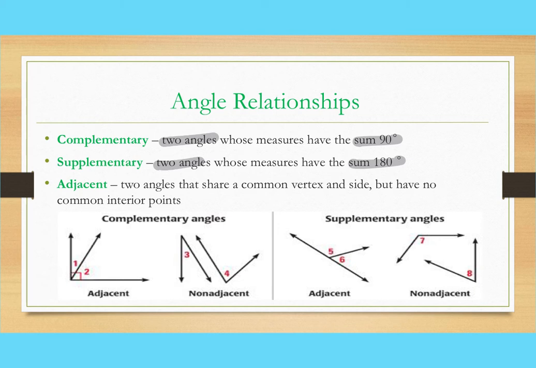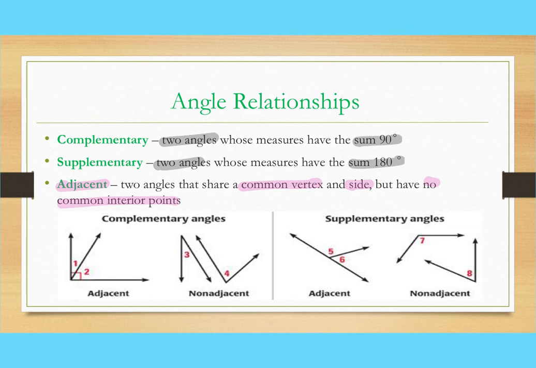And it's only two angles. Like I can't say three angles are supplementary if they add up to 180. They can still add up to 180, but they're not supplementary because it's only two. Adjacent angles are two angles that share a common vertex and side but have no common interior points.